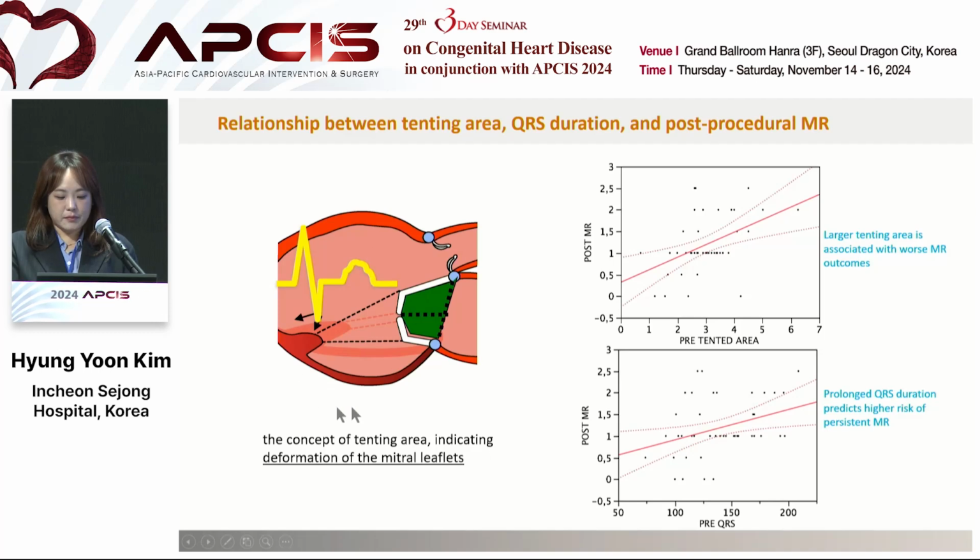And this figure demonstrates the concept of tenting area, indicating deformation of the mitral leaflet. And this figure shows that the larger the tenting area, the more the post-MR is increased. And this figure shows that when the coaptation length is prolonged, it predicts a higher risk of persistent MR. So it is related to how the deformity has developed.